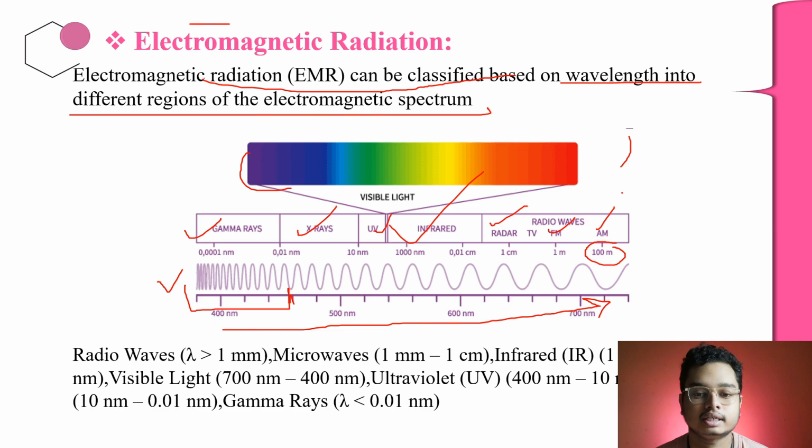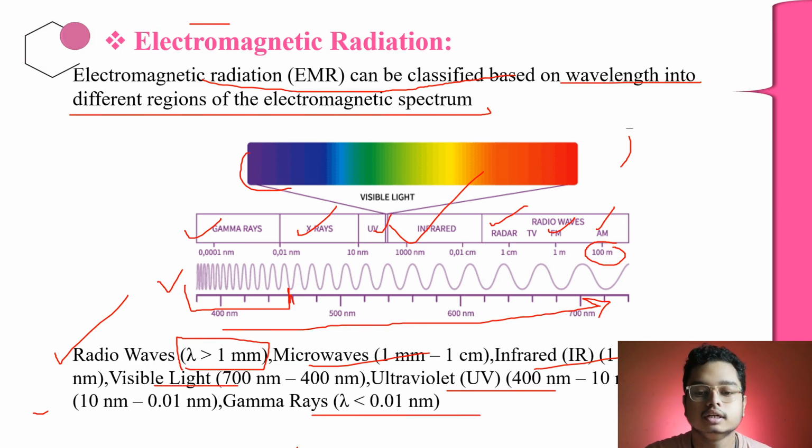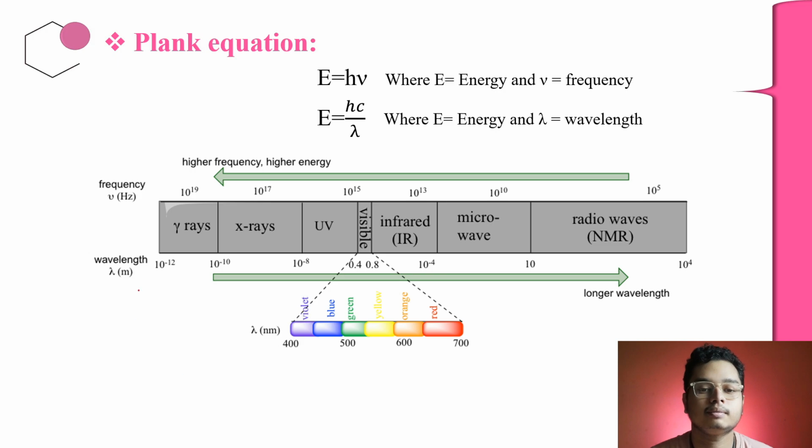So you just have to understand that depending upon the various wavelengths, electromagnetic radiation can be classified into different sets, such as radio waves, and the radio waves have the highest wavelength. Then microwaves, infrared, visible light, ultraviolet, X-rays, and gamma rays, obviously. Now it is talking about the Planck equation.